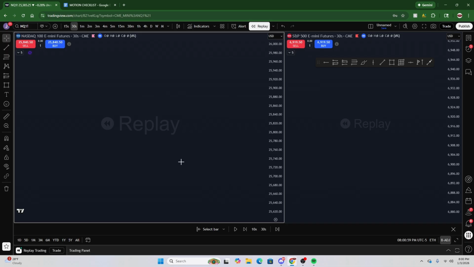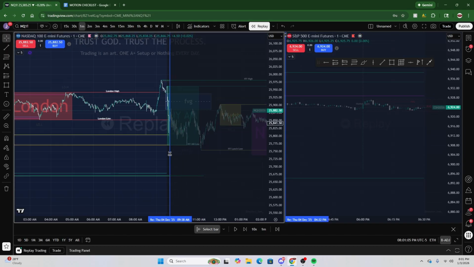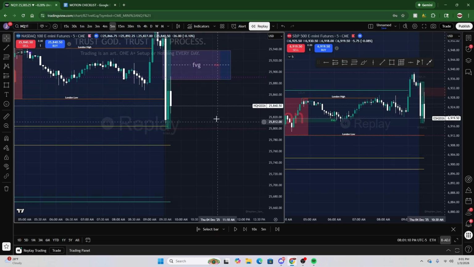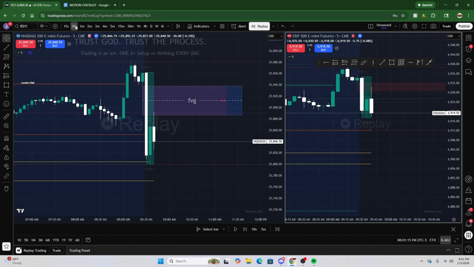What the fuck just happened? What was that? Okay, that was fucking weird. Anybody see that? Alright, so we respect this gap. Well, we're also respecting a gap on ES, so that's pretty money.